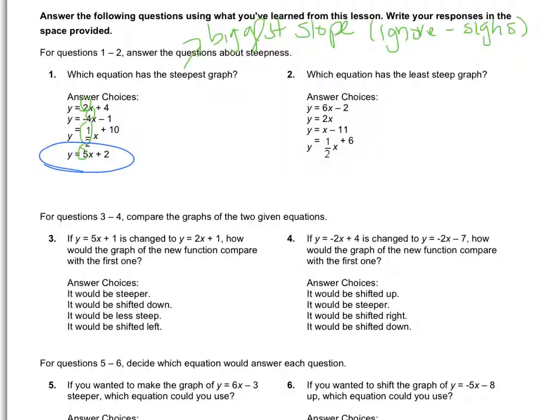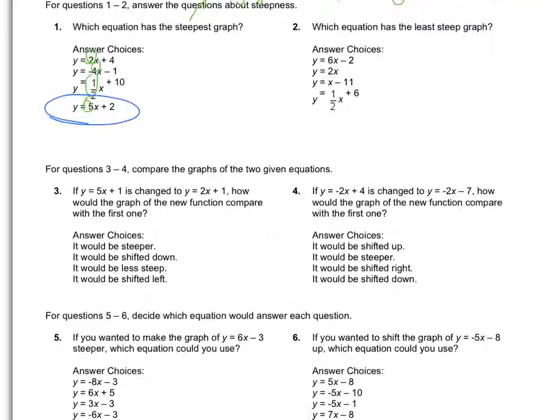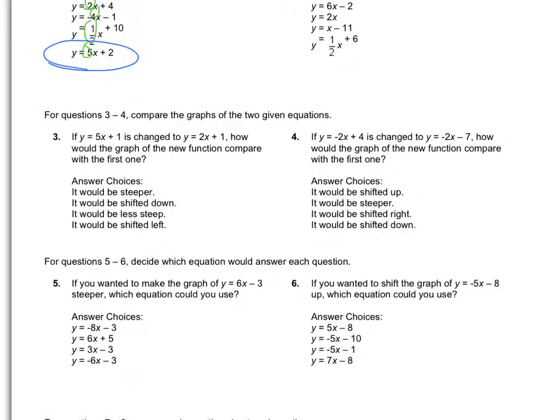For number 3, if y equals 5x plus 1 is changed to y equals 2x plus 1, how would the graph of the new function compare with the first one? Well, we've got to figure out what changed. It was 5x, now it's 2x. So my slope changed, and my slope decreased, which means that my line is going to be less steep.